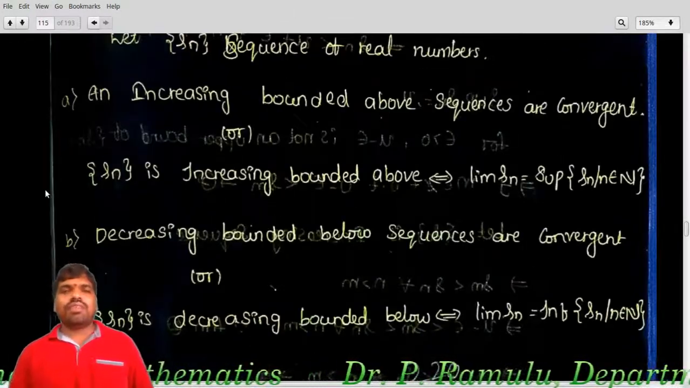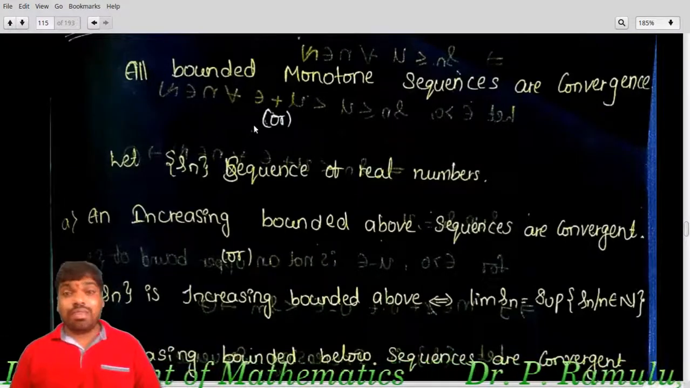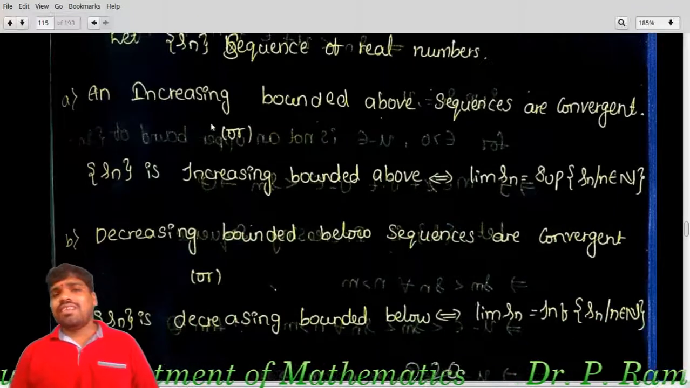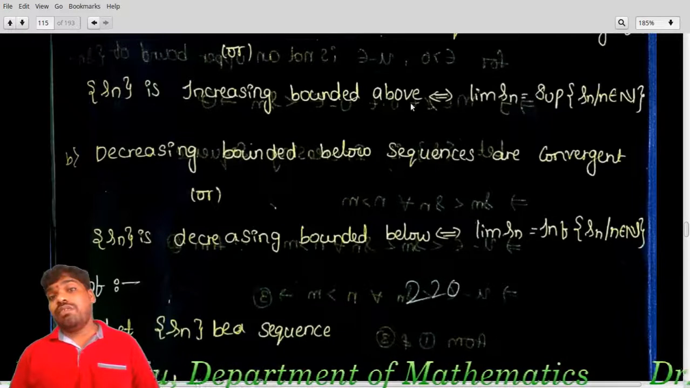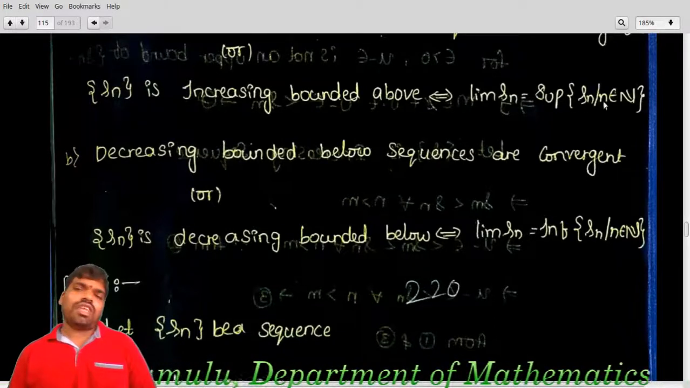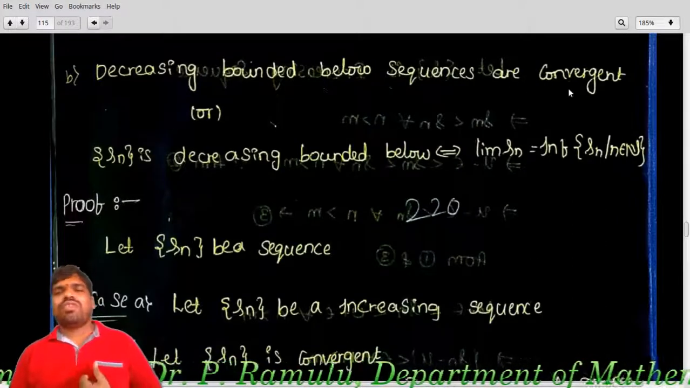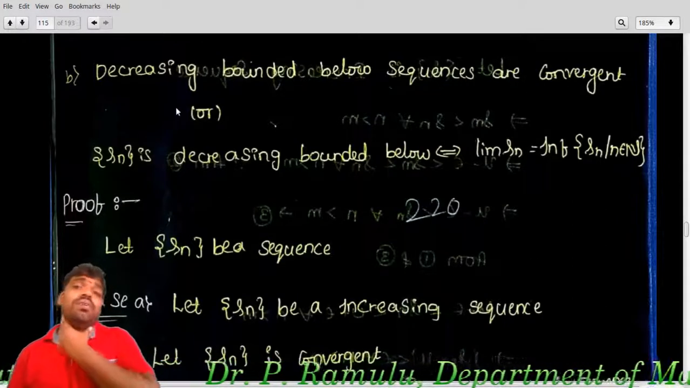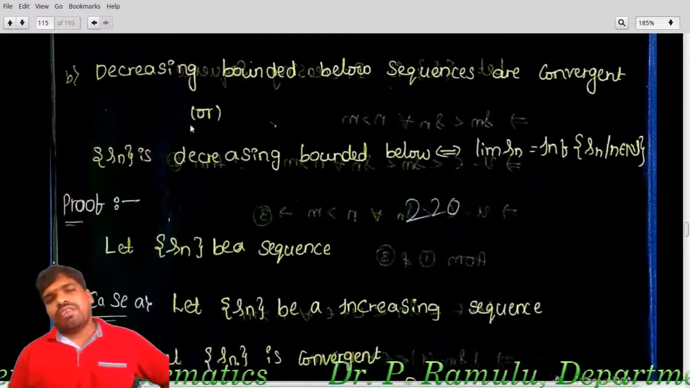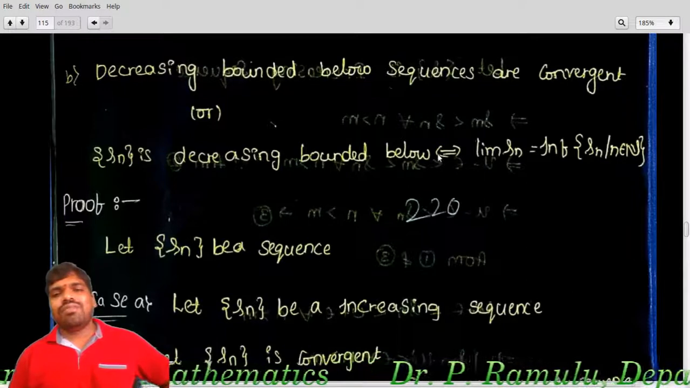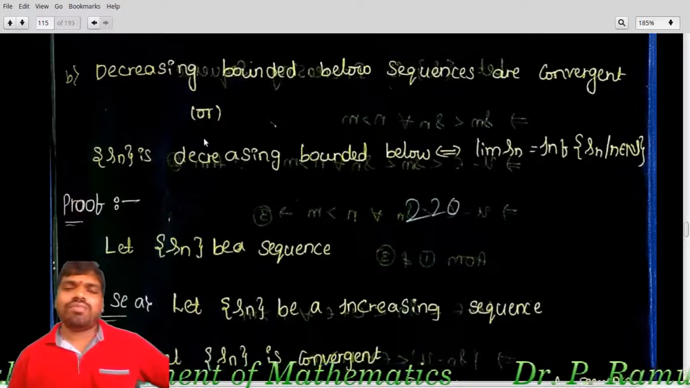So I explain that all bounded monotone sequences converge. First statement: let Sn be a sequence of real numbers. Increasing and bounded above sequences converge. Or, if Sn is increasing and bounded above, then lim Sn equals the supremum of Sn such that n belongs to N. This is one statement. B, decreasing and bounded below sequences are convergent. This statement is: Sn is a decreasing bounded below sequence if and only if lim Sn is equal to the infimum of Sn. Right? This thing is already explained.